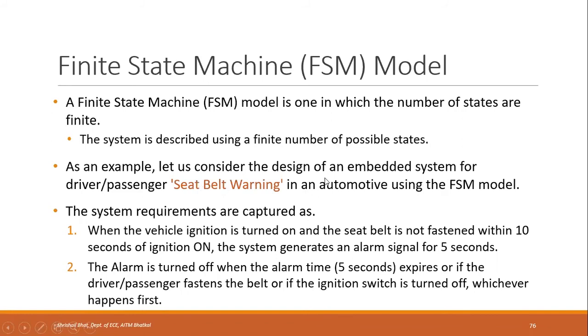We will consider the design of an embedded system for driver or passenger seat belt warning in an automobile using the FSM model. So what does the seat belt warning system do? Whenever the driver sits in the vehicle, he will first turn on the vehicle, which is called the vehicle ignition. When the ignition is turned on, he has to fasten the seat belt within 10 seconds.